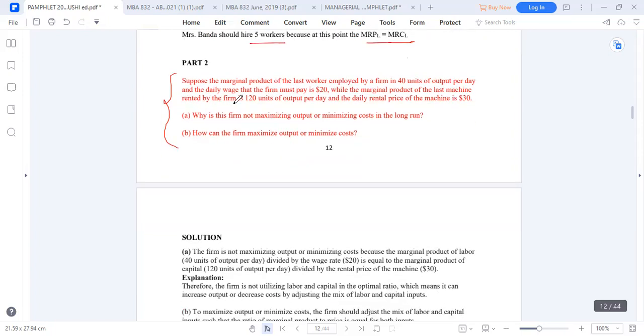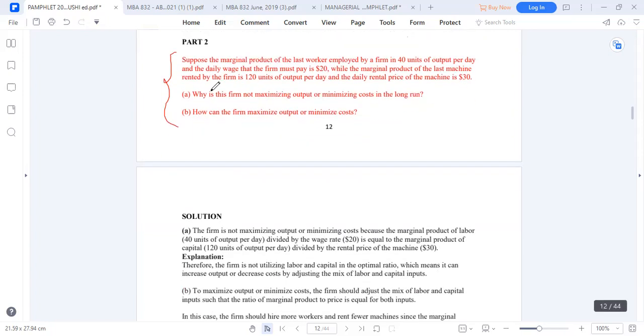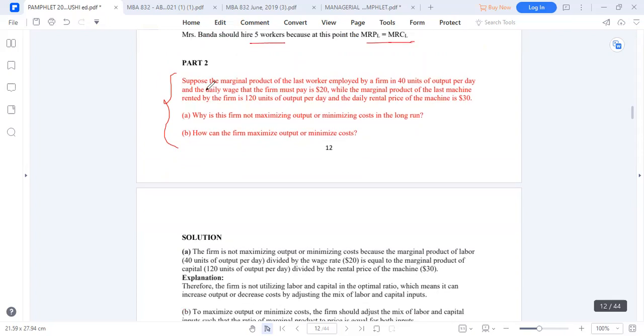So what are we given in this? We need to understand the data and tabulate it properly. Suppose a firm has a marginal product of labor of 40. What else are we given? The wage is 20. Then we're also told that the marginal product for the last machine rented was 120. And the rent was how much? 30.